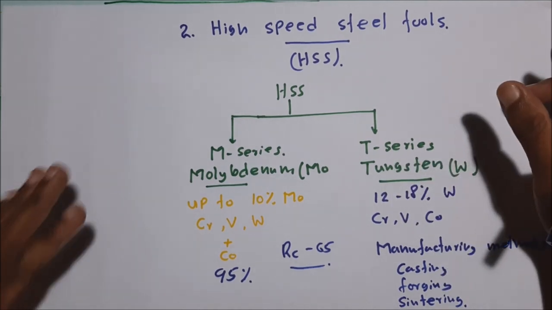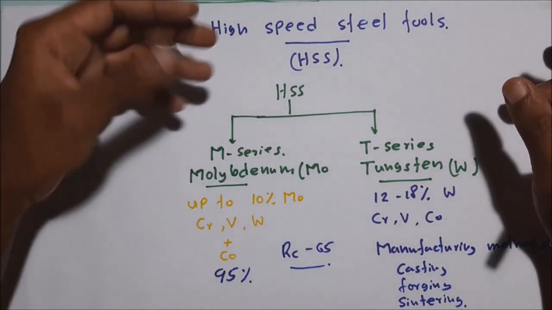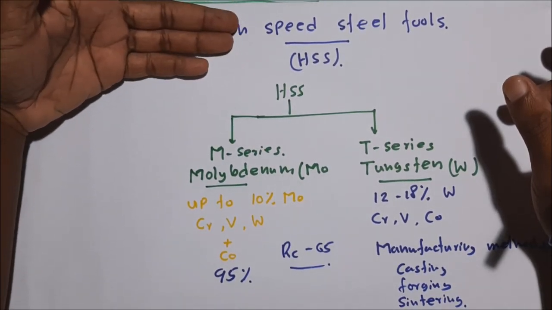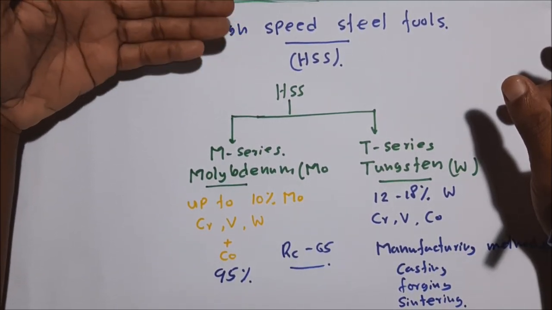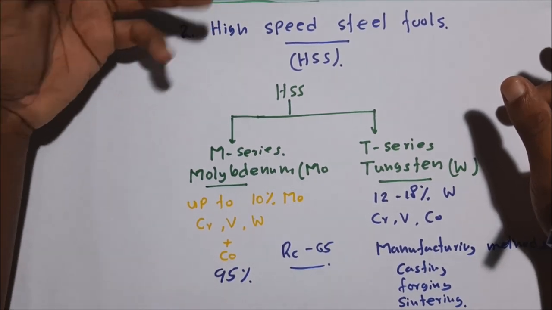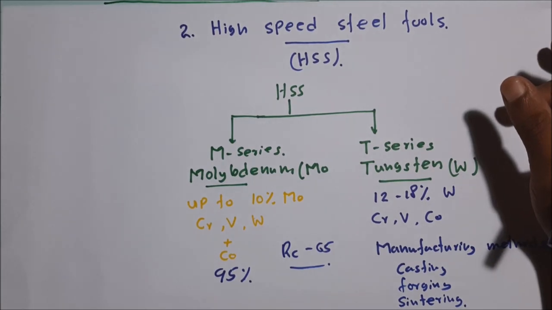Cutting speed rapidly increased after introducing the HSS tool at the beginning of the 20th century. So the production rate also increased because of the higher rate of material removal.